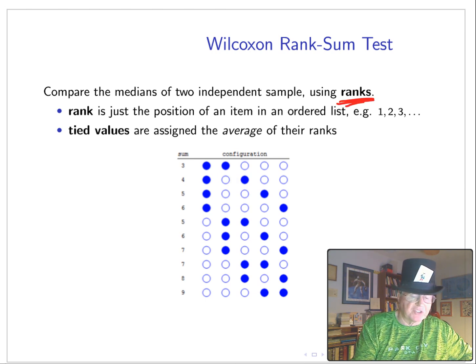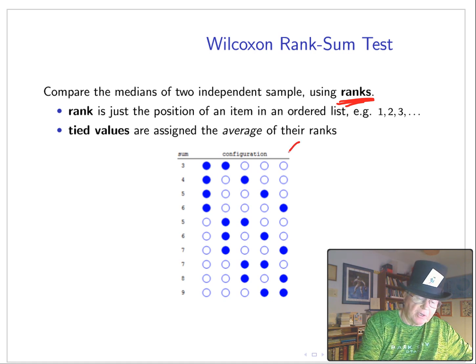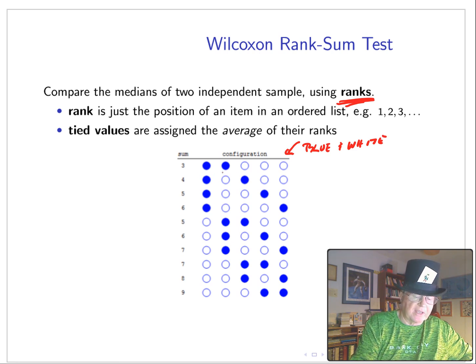Okay, rank is just the position of an item in an ordered list. So here's two samples, blue and white, and some possible orderings. So we can have the two blues be the first and second, or the first and third, or the first and fourth, or the first and fifth, and so on until we finally get the two blues to be the fourth and fifth.